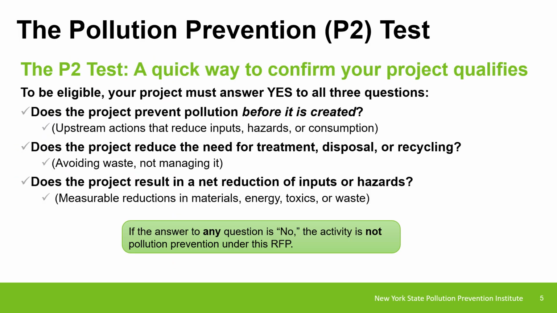To qualify as pollution prevention under this RFP, your project must answer yes to all three questions. First, does the project prevent pollution before it is created? That's the core of P2, upstream action. Second, does it reduce the need for treatment, disposal, or recycling? If the project's primary outcome is better handling of waste, it's not P2. And third, does it result in a net reduction of inputs or hazards? Reviewers need to see measurable reductions in materials, energy, toxics, or waste.